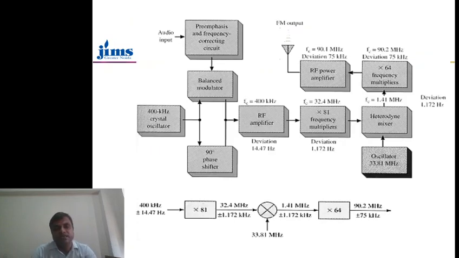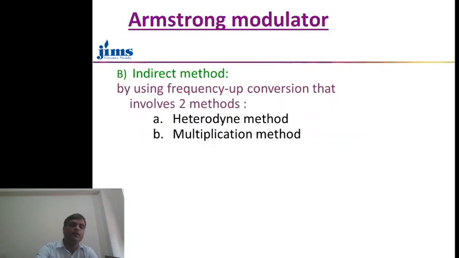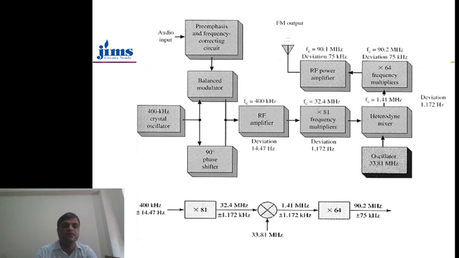See this particular circuit. Here we use two principles: one is the heterodyne method and another is the multiplication method. See here, first we use a balanced modulator. Then there are the pre-emphasis and frequency correcting circuit where we apply the input signal, and then we use the crystal oscillator and a phase shifter. After this, we have connected the RF amplifier.